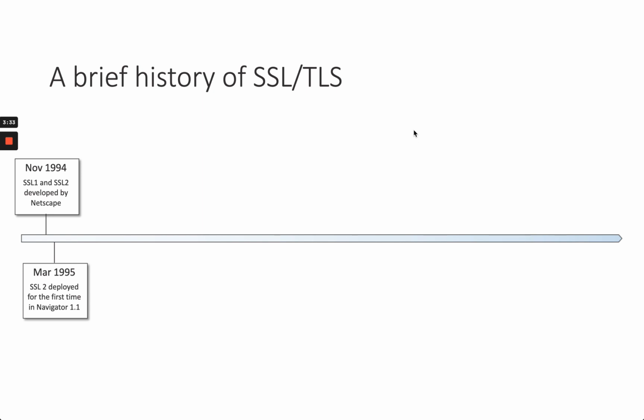In March 1995, Netscape actually deployed SSL2 in Netscape Navigator 1.1. So this was the first actual use of encryption on the web in this way. Now, shortly after this, they found quite a lot of problems and released SSL3. SSL3 was a completely new design of protocol and bears quite similar resemblance to what we see now in TLS, with a fair few more security holes, but it was a step in the right direction again.